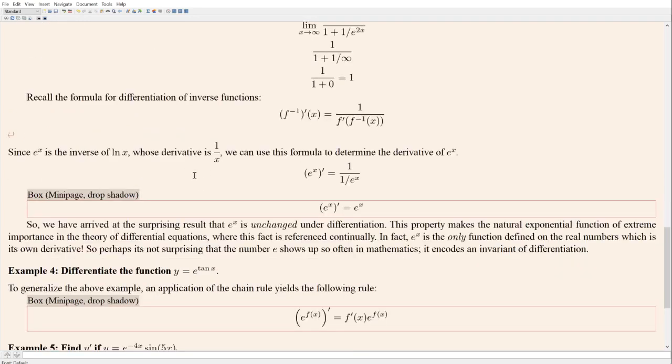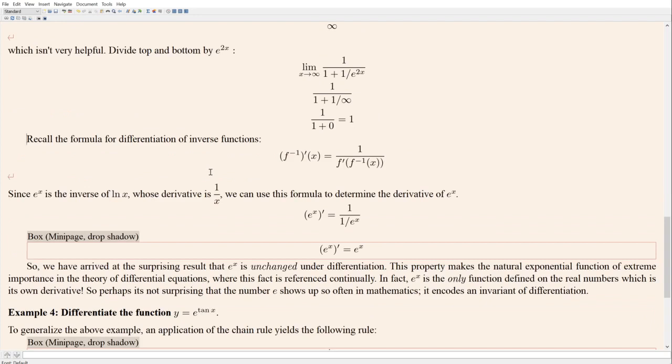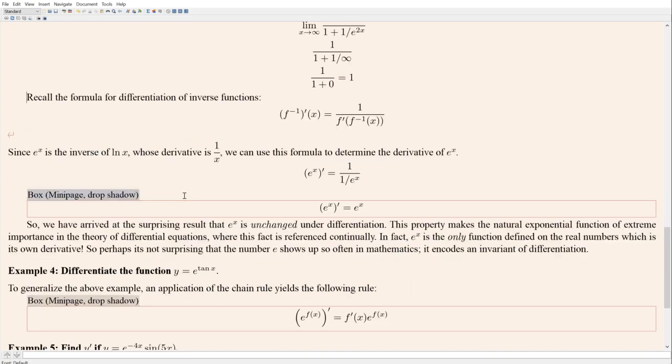Okay, so what about calculus? What about differentiation and integration when the natural exponential is involved? So, the natural exponential function is the inverse of the natural log, right? Well, we have a formula for taking the derivatives of inverse functions. I have written it right here. So the derivative of an inverse is 1 over the derivative of the original function composed with the inverse.